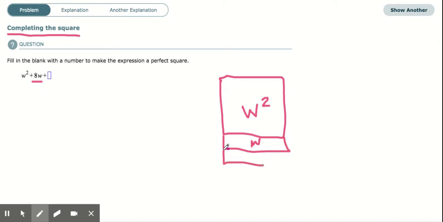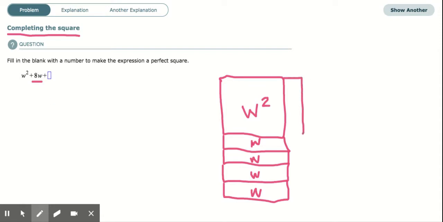So you have w squared, and you have 8 w's. What you want to do is figure out how to complete the square. So you're trying to arrange these 8 w's so that this whole shape will end up being a square, or at least a rectangle. So here are 4 w's, and then the other 4 w's would go on this side so that there's an even number.